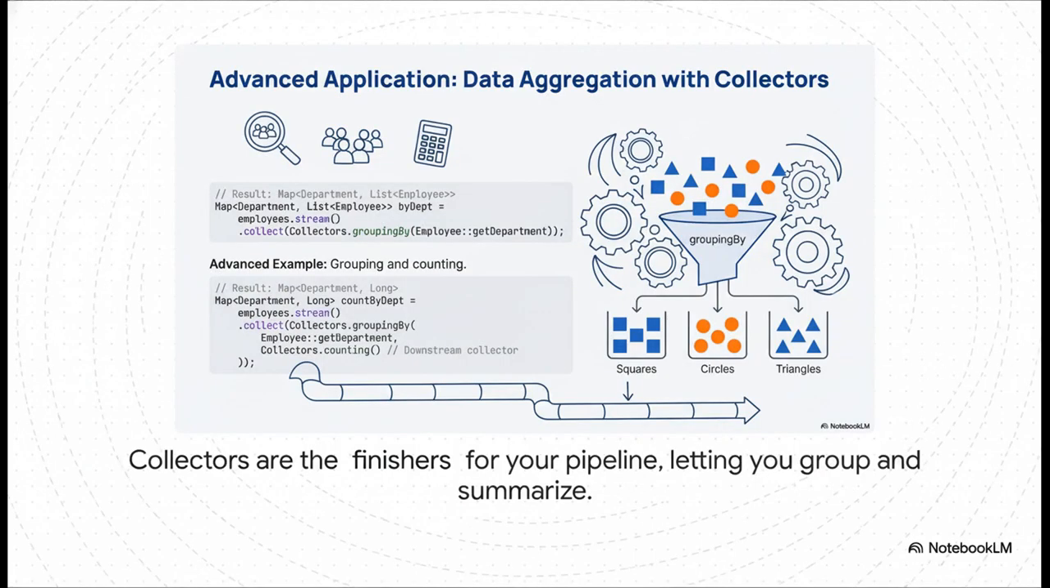Now, the collect method gets its real power from a helper class called Collectors. The best way to think of these is like pre-built recipes for finishing your pipeline. I mean, check out that first code example. We're grouping a whole list of employees by their department in a single line of code. Can you imagine trying to write that with loops and hash maps? It'd be a mess. Collectors just handle all that complex logic for you.